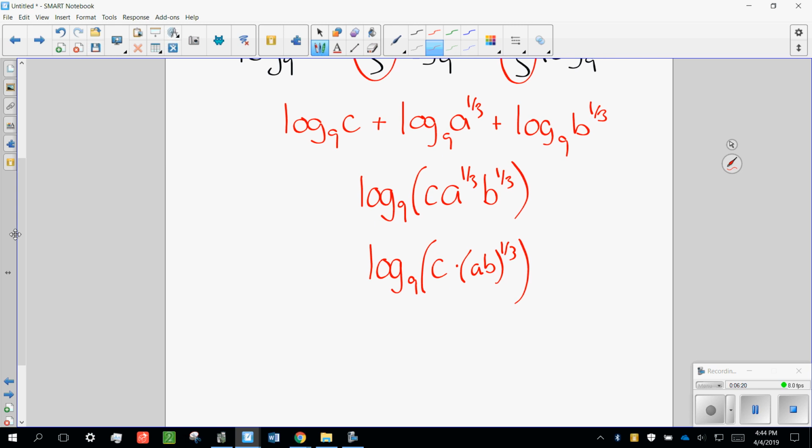Okay, so a and b are both being raised to the 1/3 power. And another way of writing the 1/3 power is as a root. Okay, so they're both under this same root. So it's log base 9 of c times the cube root of ab, which is the same as ab to the 1/3 power. And bring those together like so.